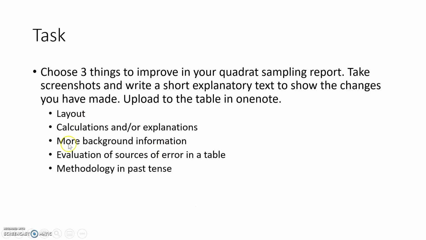And here are just some suggestions of what you could decide to improve. So it could be the whole layout of the report. If it's in the table form, in the skeleton from pre-IB, then I suggest that you remove that. You could also correct some of your calculations, write a bit more explanation, correct the explanations of your chi-squared test. You could add a bit more background information. You could insert the sources of error in a table. You could make sure that your methodology is written in past tense.